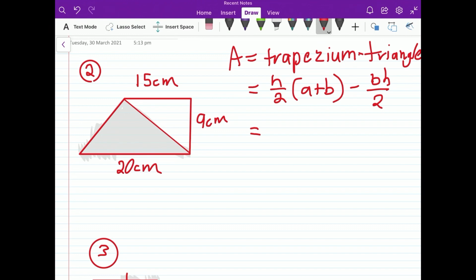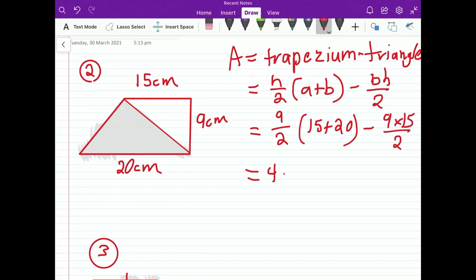The height of this trapezium is 9, so 9 over 2, and the parallel sides are 15 and 20, so 15 plus 20. The height of this triangle is 9 and the base is 15. 9 over 2 is 4.5 and 15 plus 20 is 35.